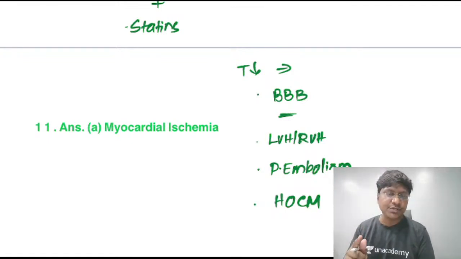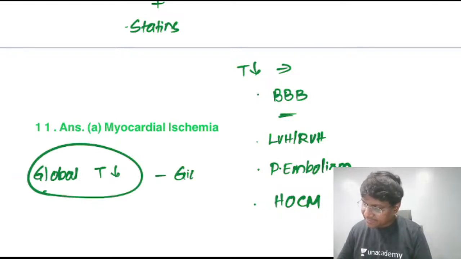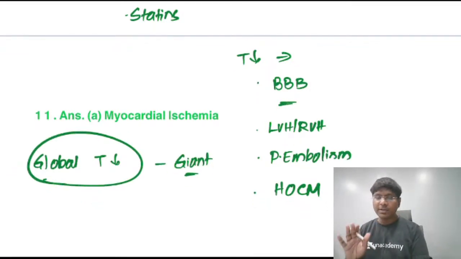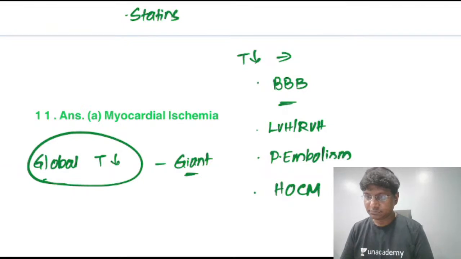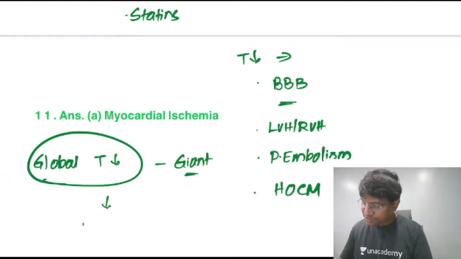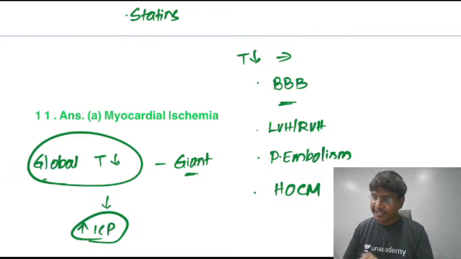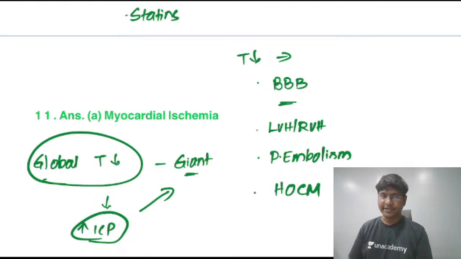And what is the condition where you will have global T-wave inversion? Any one of you? Global T-wave inversion, and that too a giant T-wave inversion. Global giant T-wave inversion is seen in patients with raised intracranial pressure. Yeah, Fawaz, it is not only subarachnoid hemorrhage. Any condition which is causing raised intracranial pressure, there will be giant global T-wave inversion. Okay, right.